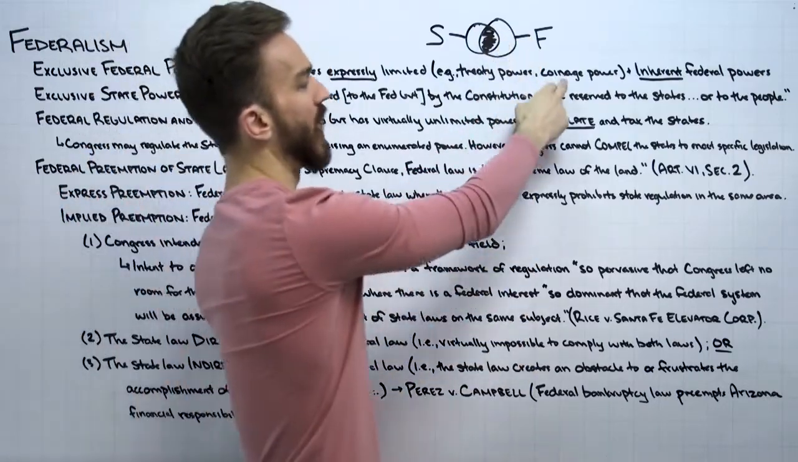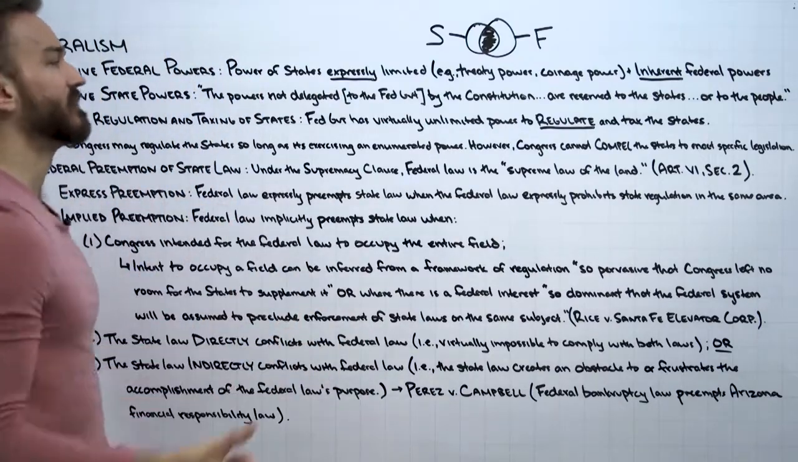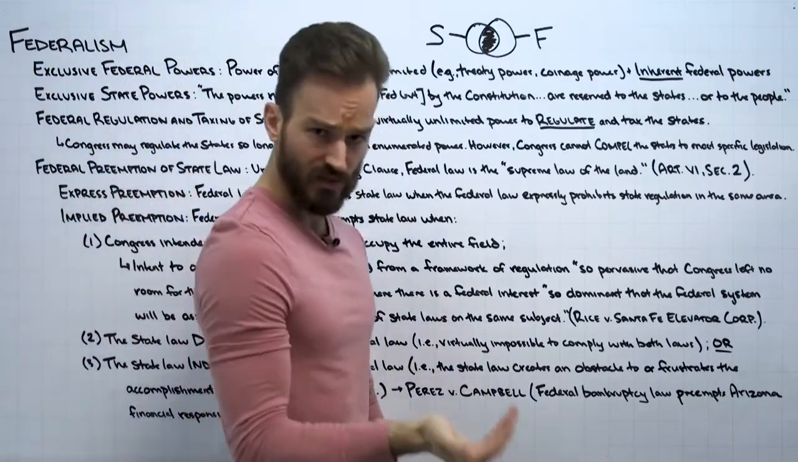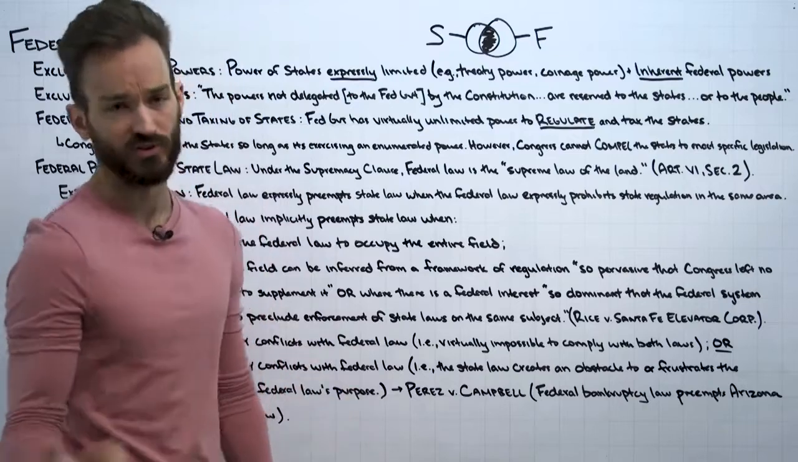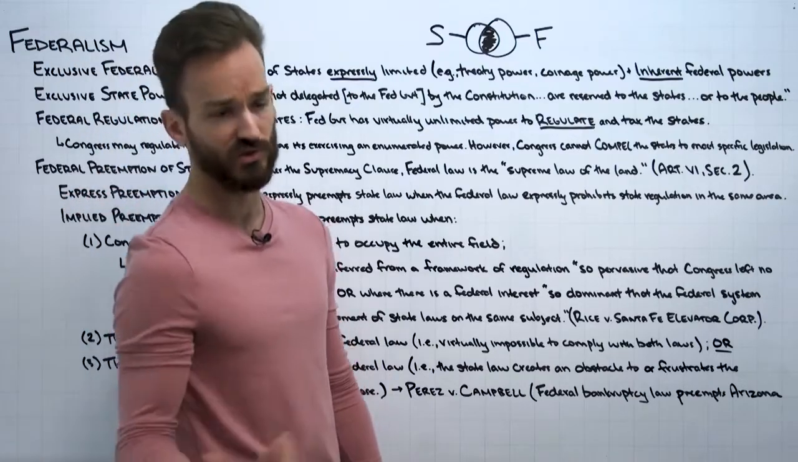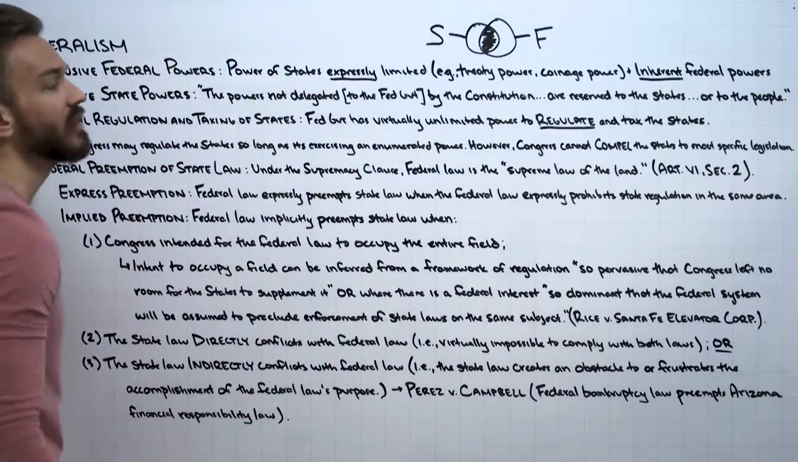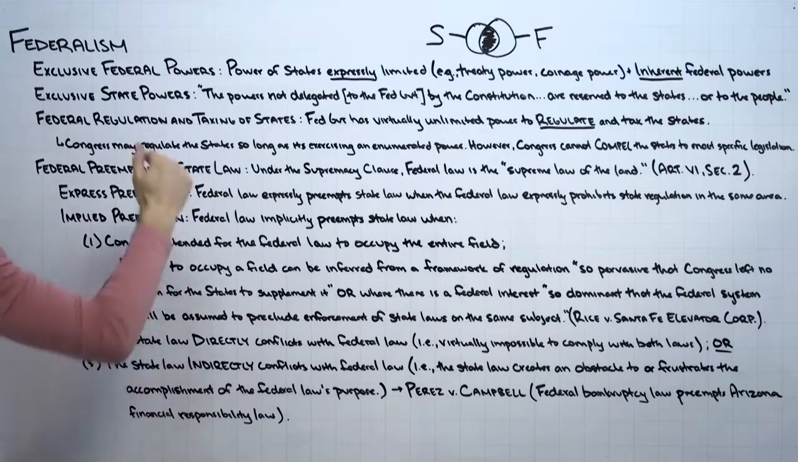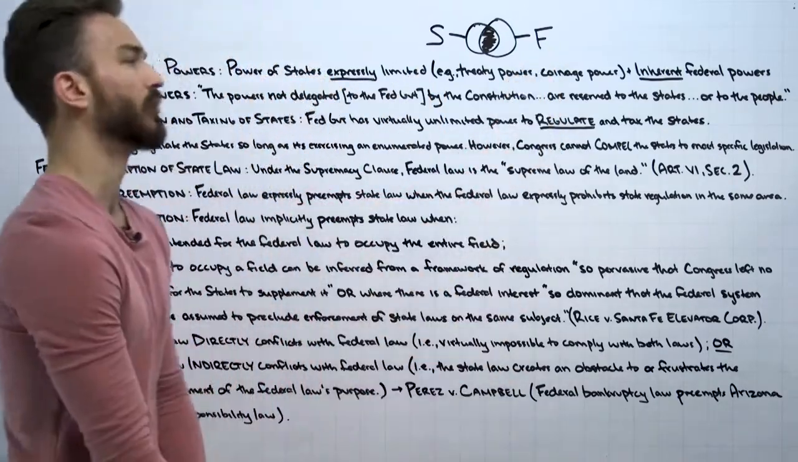Same thing with the coinage power. The power to coin money is exclusively vested in the federal government. The power of the states to coin money is expressly limited in the U.S. Constitution. This is why California doesn't have California currency and Texas doesn't have Texas currency. The states are expressly prohibited from coining their own money under the U.S. Constitution, so we know the coinage power is exclusively a federal power.